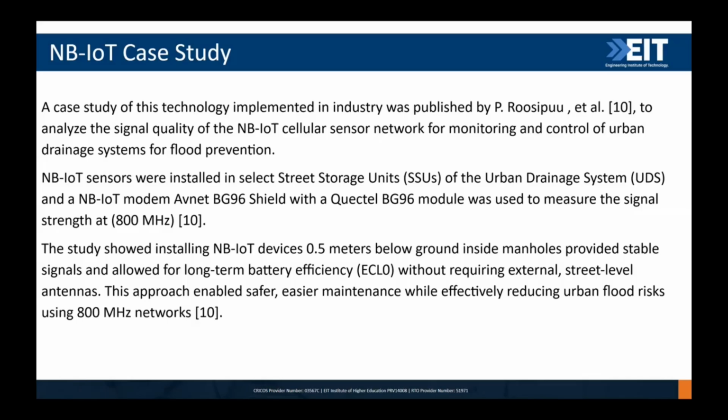They installed these sensors in what they call street storage units, just below some manhole covers. They were able to use this sensor and measure how low they could put the sensor without losing the signal, and they found that about 0.5 meter below ground inside manhole covers still provided a good enough stable signal. This means that it can obviously overcome that obstacle, and we believe that it is a good indicator that it will be able to bypass any trees or obstructions in our application.